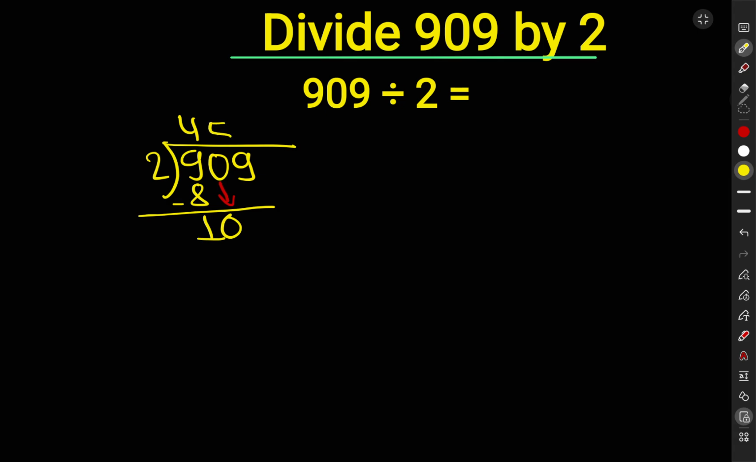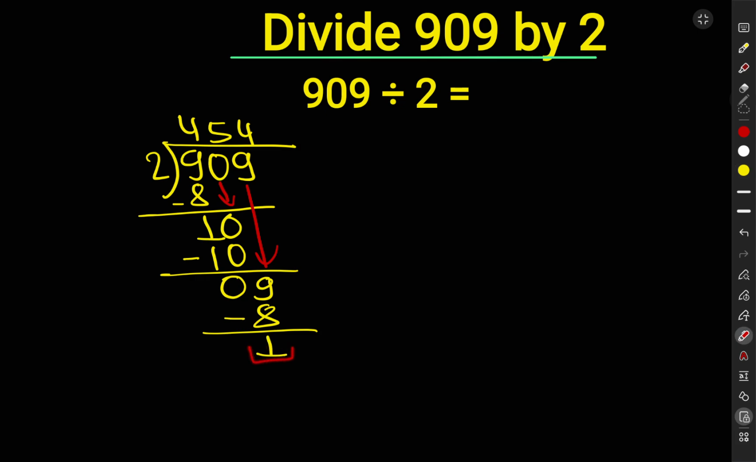So 2 times 5 is 10. On subtracting we get 0. So again we put down this 9 and 2 times 4 is 8. On subtracting we get 1.